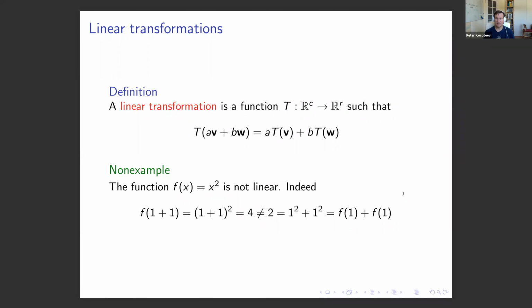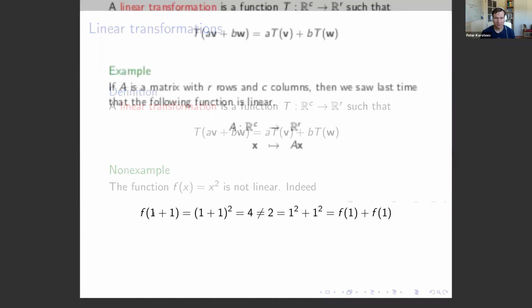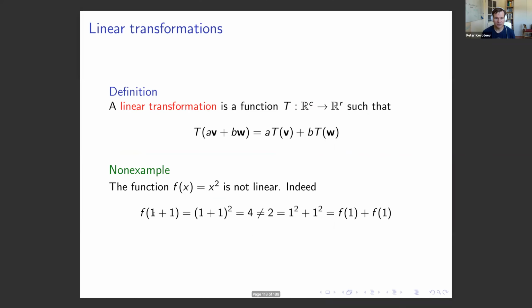Another example is a quadratic function, which is not linear. It takes x to x squared. Take 1 and 1: f(1 + 1) is equal to (1 + 1) squared, which is equal to 4.